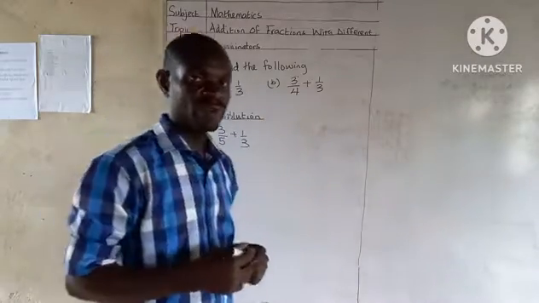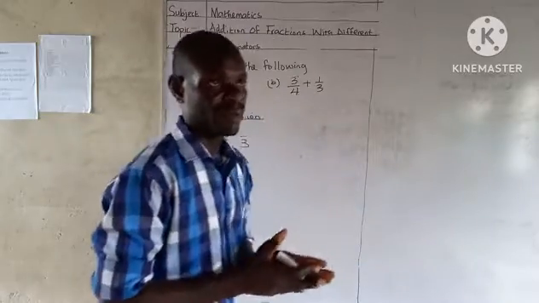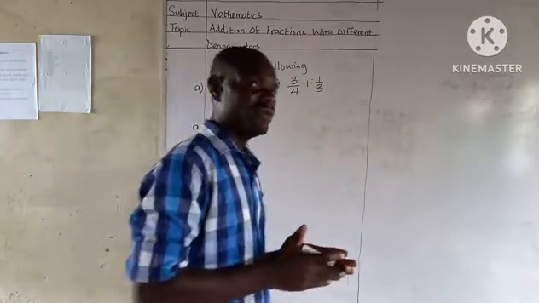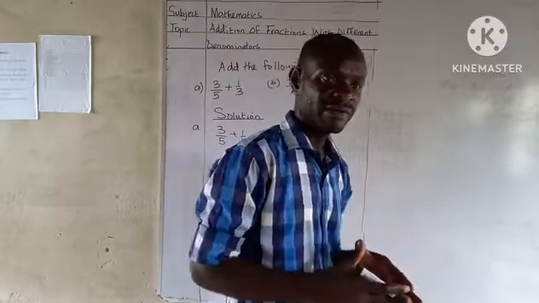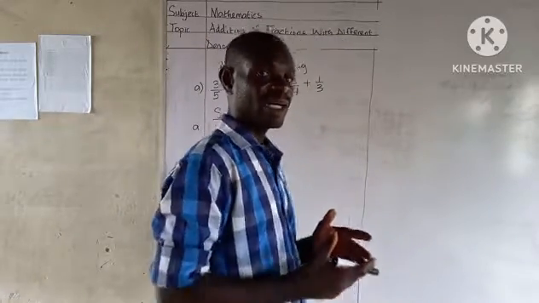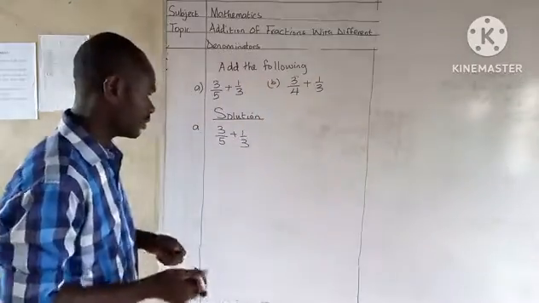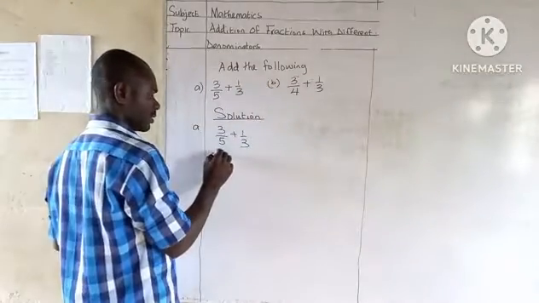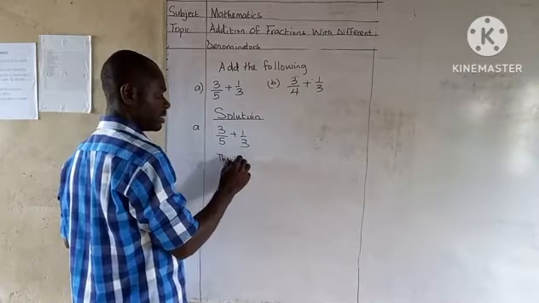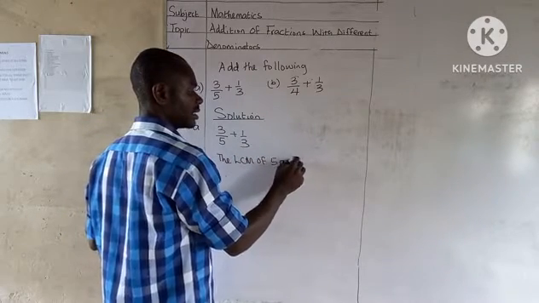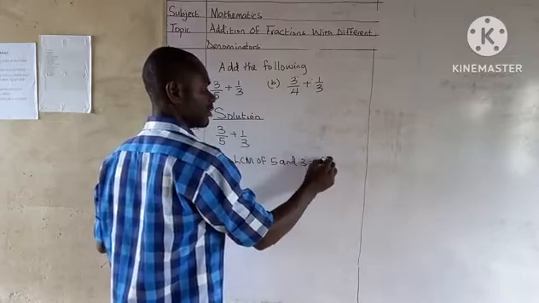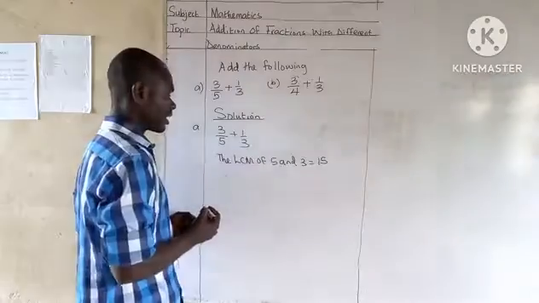In the previous method too, we made use of the LCM. We took the base, but today we will differ a little. Why am I doing this? So that children will have different knowledge on how to go about this particular problem. Now, the LCM of 5 and 3 is equal to 15. So we are going to rename these fractions.